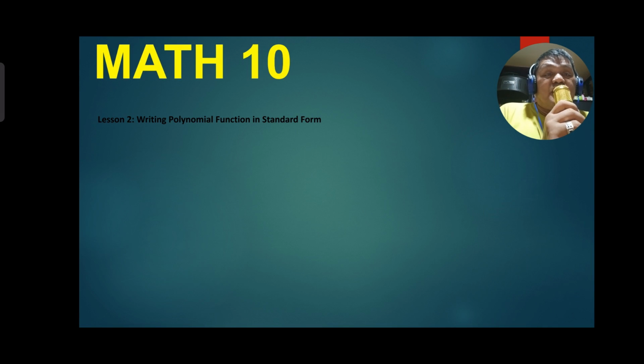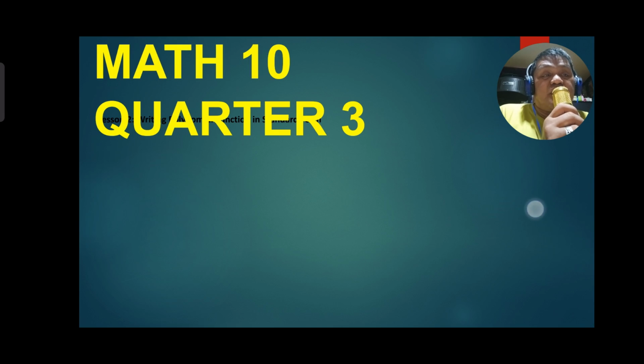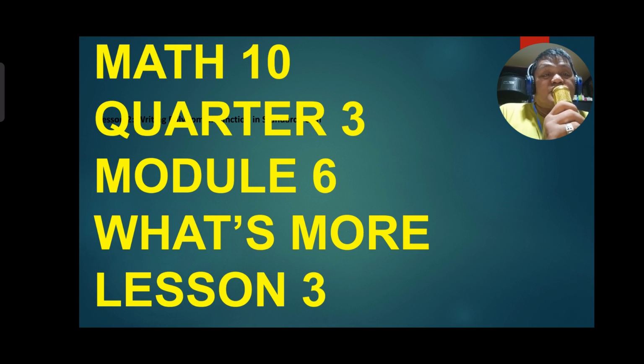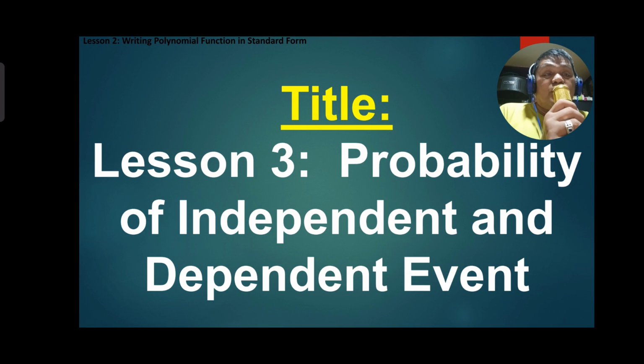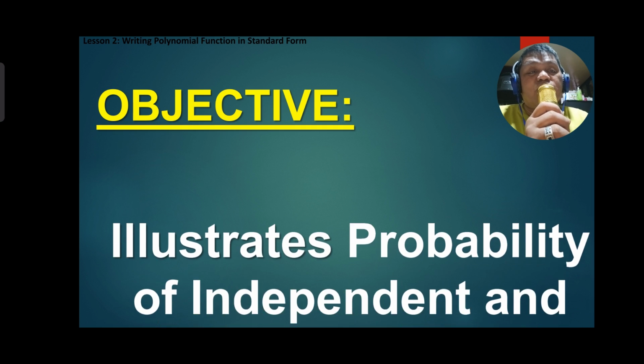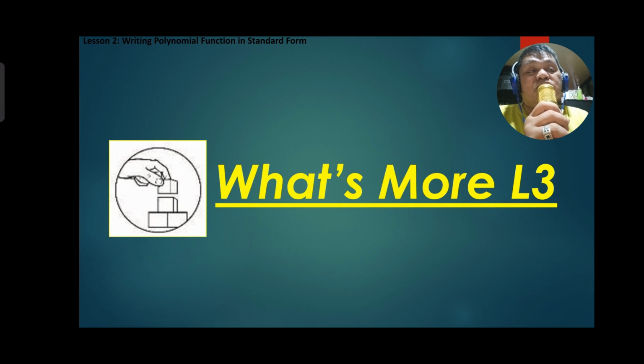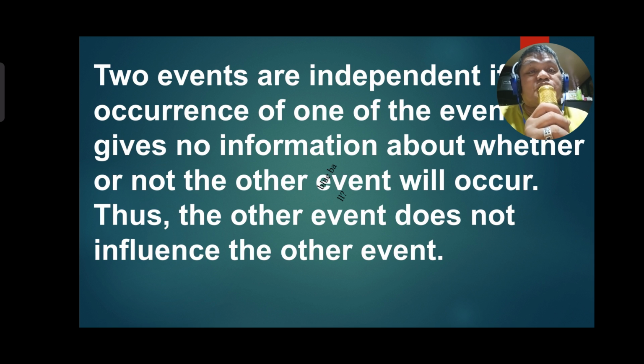Okay, so we have Mathematics 10, Quarter 3, Module 6, What's More, and we have Lesson 3. The title is Probability of Independent and Dependent Events. So we are now illustrating the probability of independent and dependent events. We are now in What's More, Lesson 3.